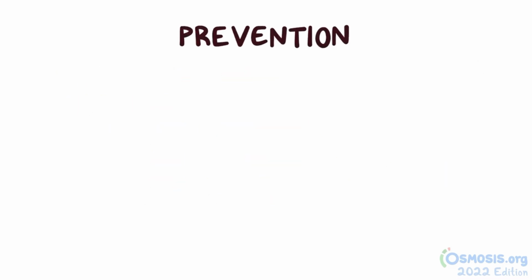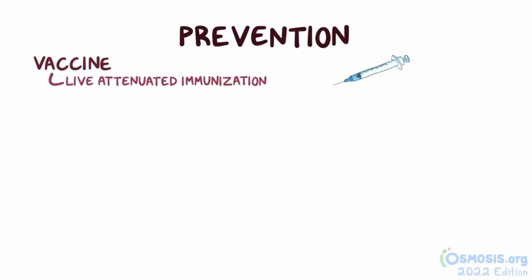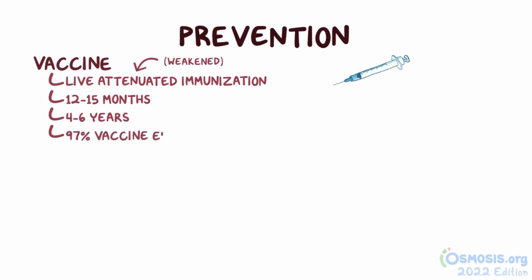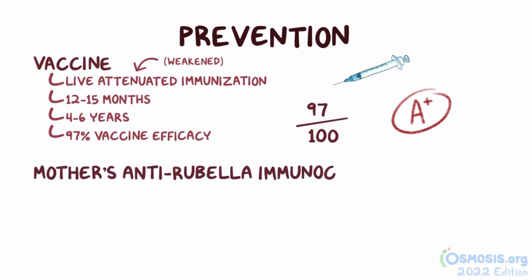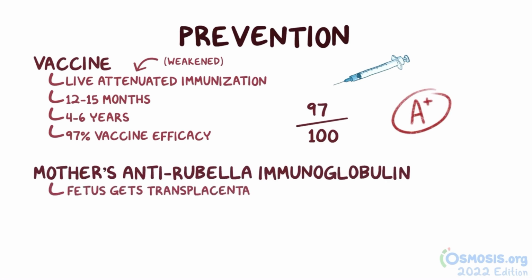That said, prevention of rubella is done through a vaccine, which is a live attenuated immunization, essentially meaning it's been weakened. It's given between 12 and 15 months of age, and again between 4 and 6 years of age, and it has an impressive 97% vaccine efficacy rate, which means that out of 100 cases of rubella, for people that were previously unvaccinated, 97 would have been prevented by the vaccine. In addition to the vaccine, another source of protection for young infants is their mother's anti-rubella immunoglobulin, which the fetus gets transplacentally and lasts until about 12 months of age.